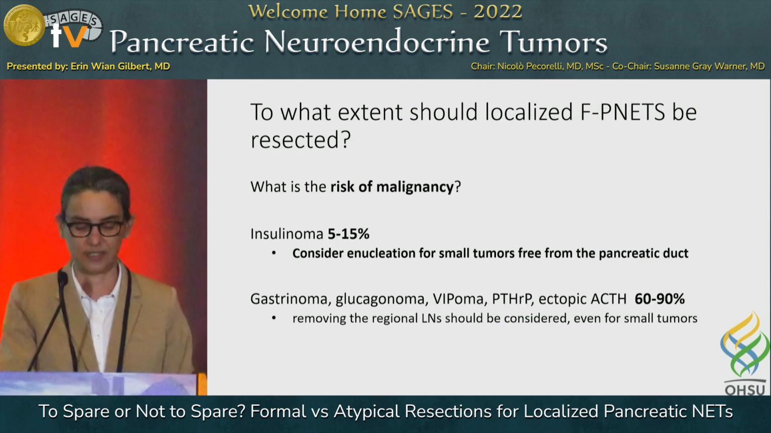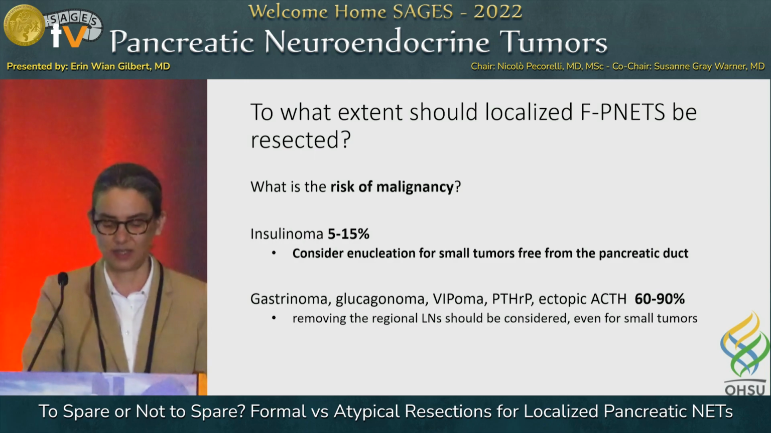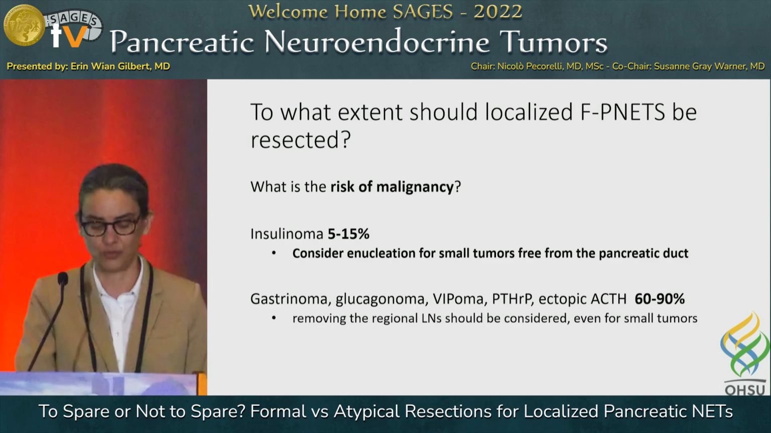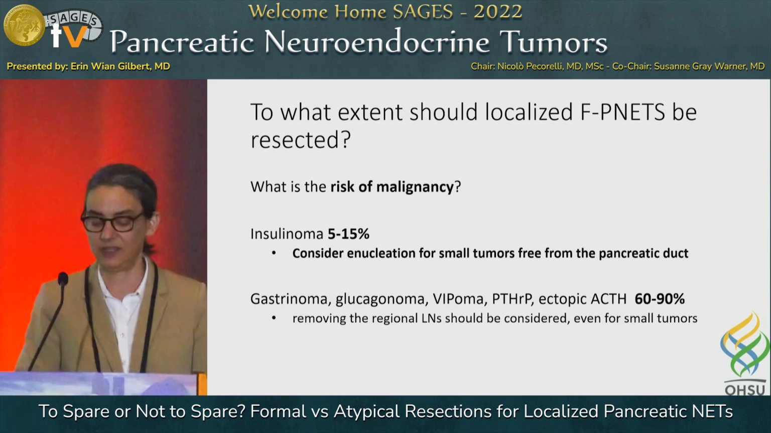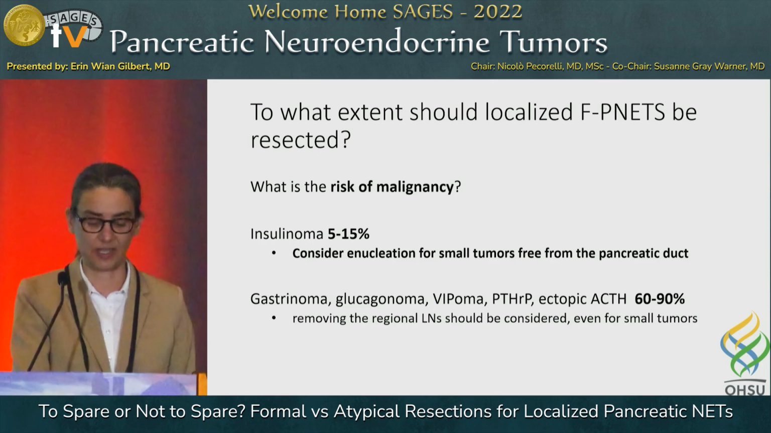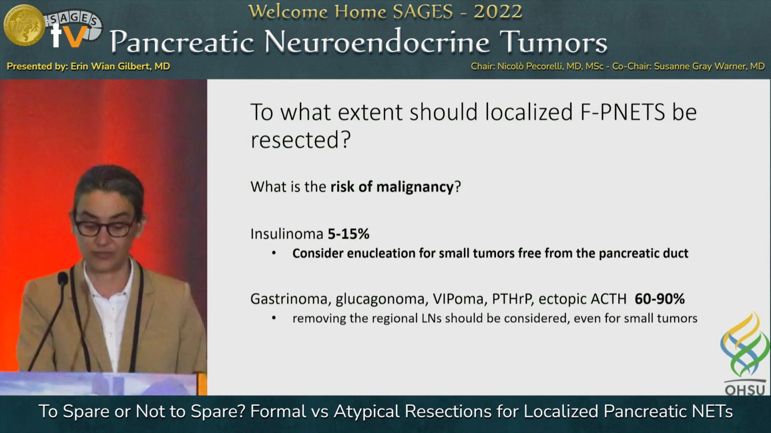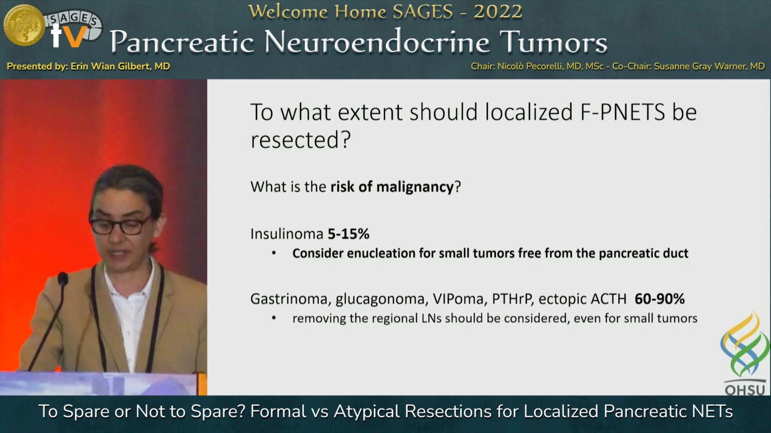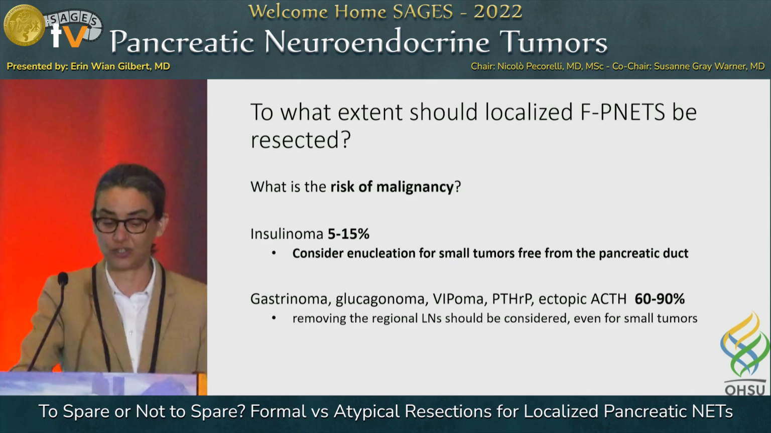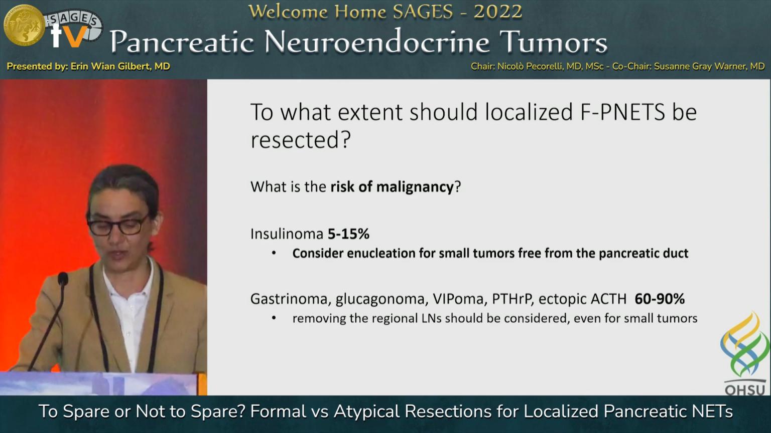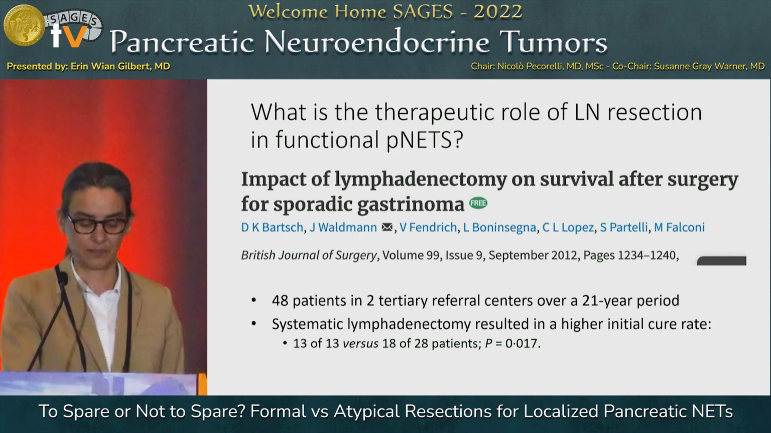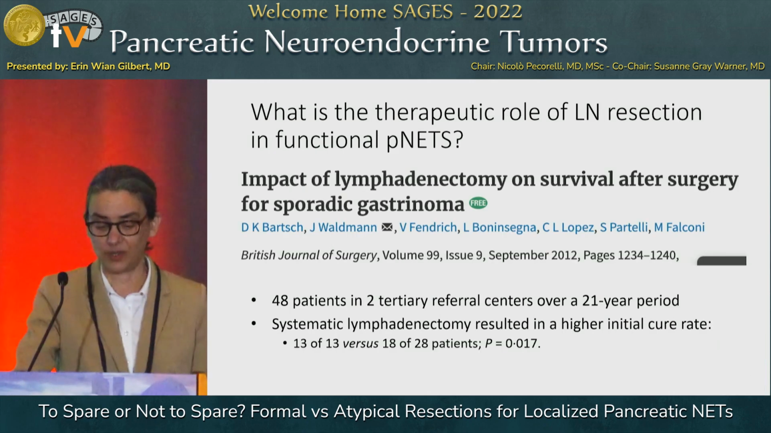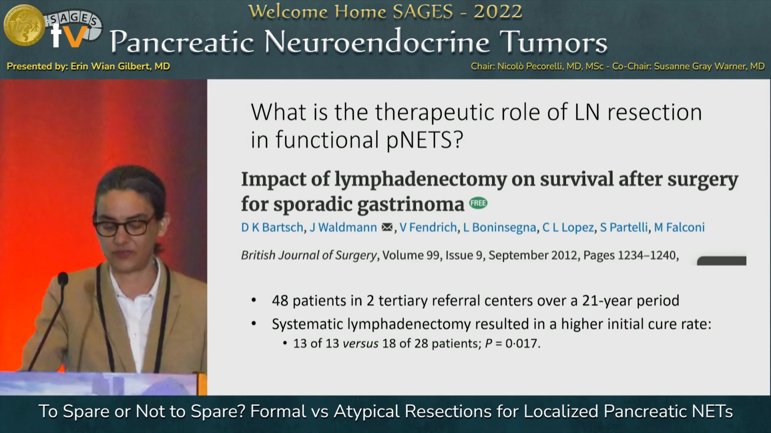And the answer to this question lies in the underlying risk of malignancy, which varies dependent on the type of functional tumor. It ranges from 5 to 15% in insulinoma, and from 60 to 90% for gastrinoma, glucagonoma, and other functional tumors. So for insulinomas, given their low underlying risk of malignancy, especially when small, enucleation should be considered. For other functional pancreatic neuroendocrine tumors, regional lymphadenectomy should be considered even for smaller tumors given the higher risk of malignancy. So what's the therapeutic role of lymph node dissection in these functional tumors?